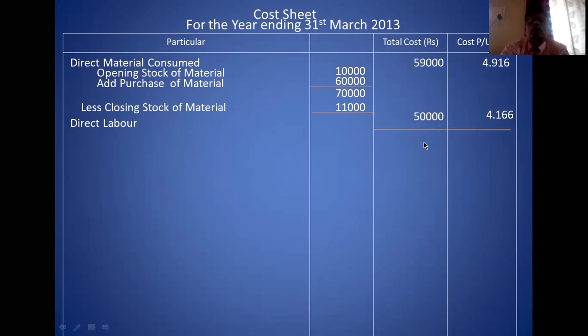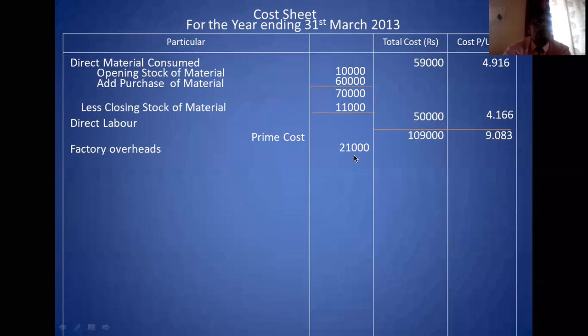Then take the total. Total is 1,09,000. Per unit is 9.083. It is called prime cost. Prime cost. Okay. Then factory overhead. Factory overhead is 21,000. Add opening work in progress. Opening work in progress is 2,400.